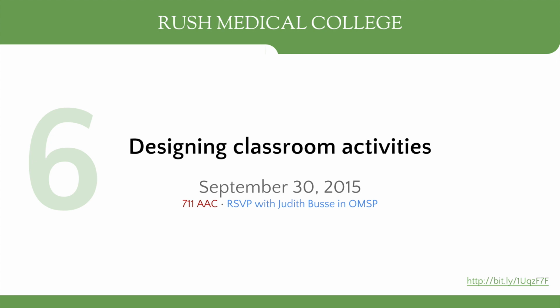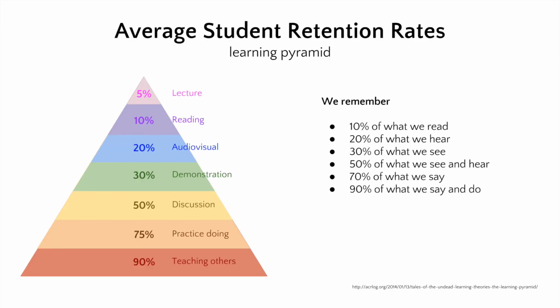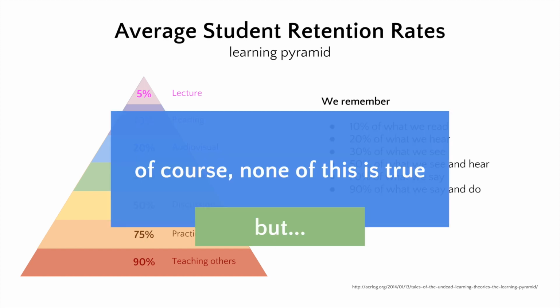Okay, in this next video, we're going to talk about designing classroom activities for the flipped classroom. And you may have seen this learning pyramid before, which says that we retain about 10% of what we read, 20% of what we hear, all the way down to 70% of what we say and 90% of what we say and do.